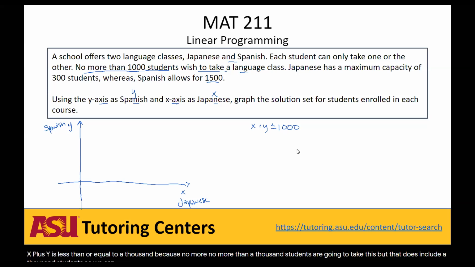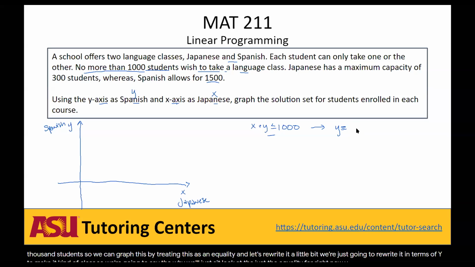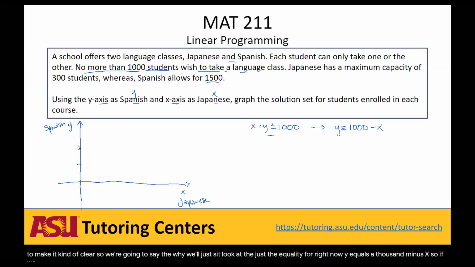So we can graph this by treating this as an equality. And let's rewrite it a little bit. We're just going to rewrite it in terms of y to make it clear. So we'll look at just the equality for right now: y equals 1,000 minus x. So maybe each one of these ticks on the y-axis is going to be 500 students. So we'll say that this is 1,000 here. So that would give us 1,000 for our y-intercept.